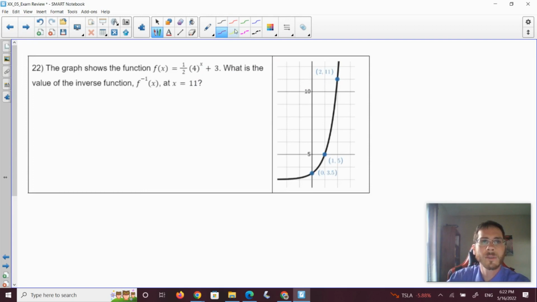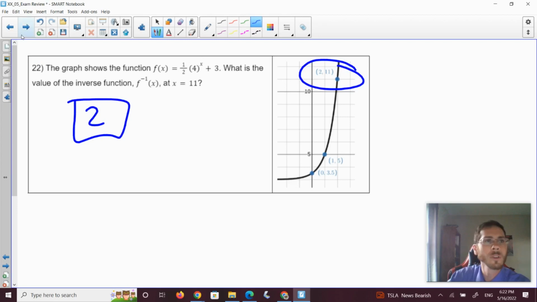22, we got to find the value of the inverse function at x equals 11. So again, that's where this function equals 11. So the answer is 2. That's about it. That's all we're going to do for that one.